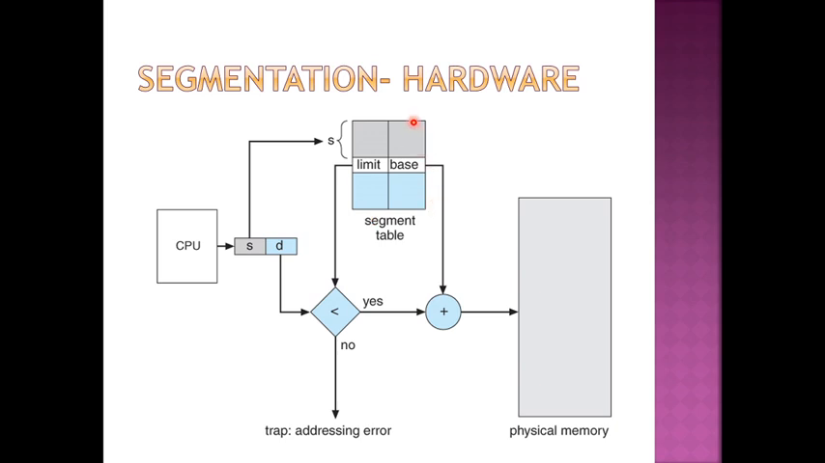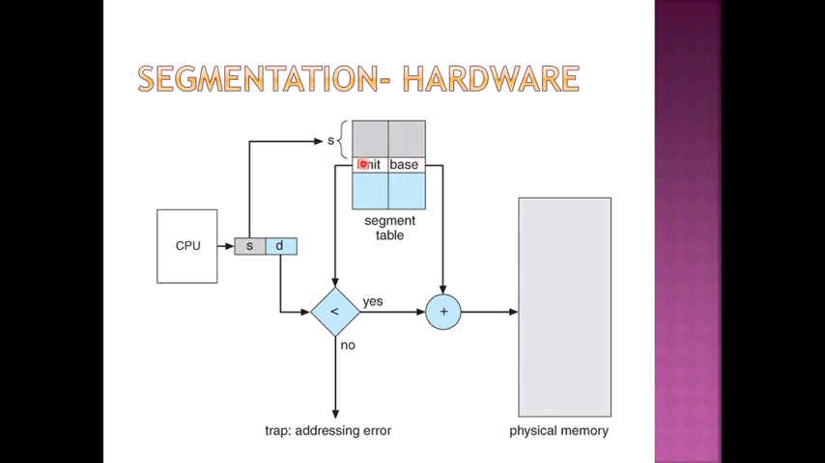Now what are the contents of the segment table? Segment table has two contents. It is the limit and the base. Now let us say that segment 3 is what I am referring. So look up for the entry 3 here. Now this 3 will be having limit and the base.